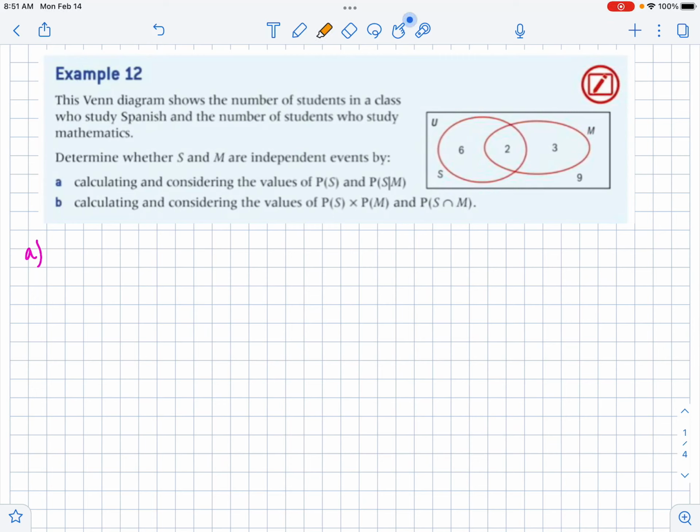The probability of S. Well, if I look at S, I see that within S there's 8 things, and then there's a grand total of 20 things in the entire space: 6 plus 2 is 8, plus 3 is 11, plus 9 is 20. So S is going to be 8 out of the 20. Of course, you would want to fully reduce that fraction and call it not 4/10, but 2/5.